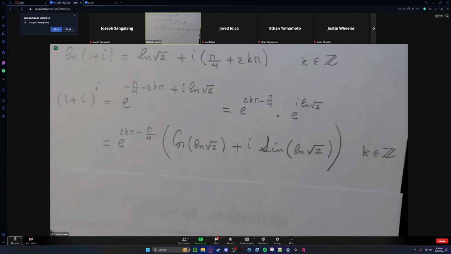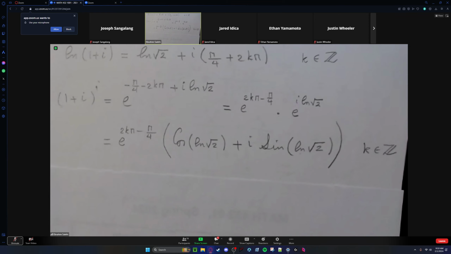All right, that's it. Any comment, any question for this general exponential function? All right, thank you, Patrick. Thank you, Dawson. Where does e to the negative pi over 4, where does the negative go? Okay.